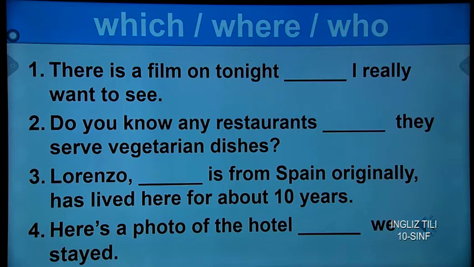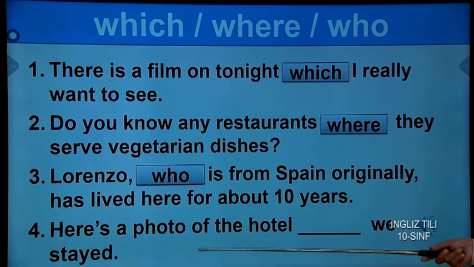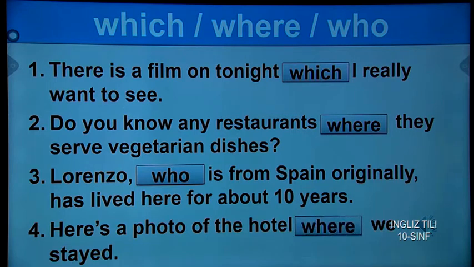The first one. There is a film on tonight, gap, I really want to see. Your answer? True answer is which. The second. Do you know any restaurants they serve vegetarian dishes? Again, where? Because it is a place. The third one. Lorenzo, who is from Spain originally, has lived here for about 10 years. You know, Lorenzo is a person. And the fourth one, here is a photo of the hotel where we stayed.